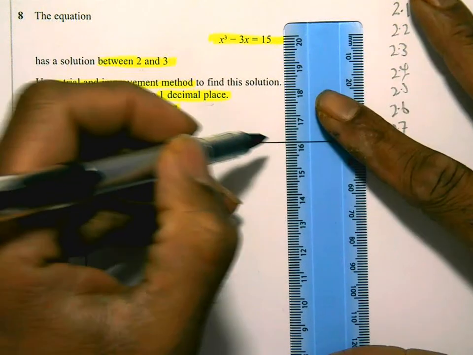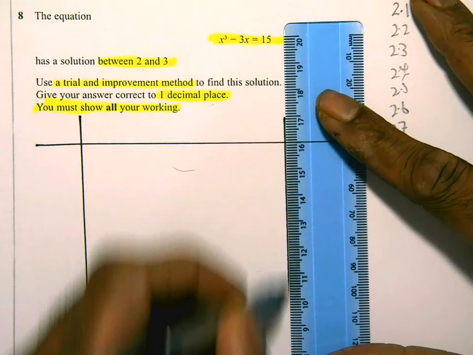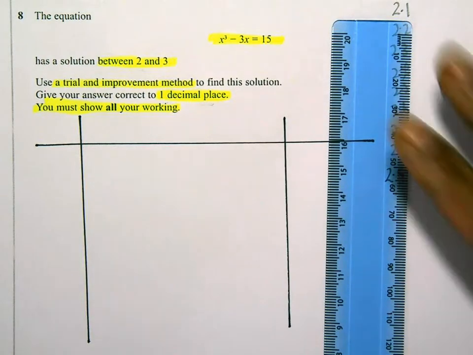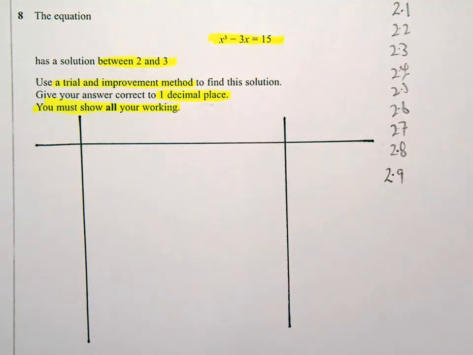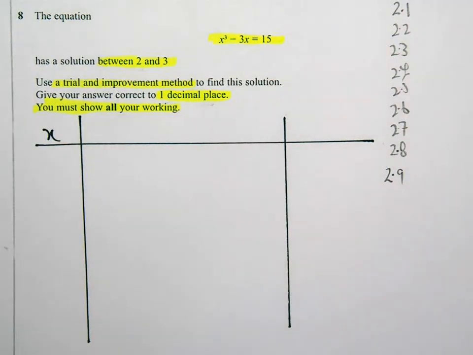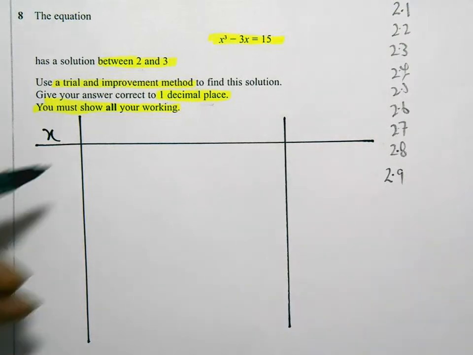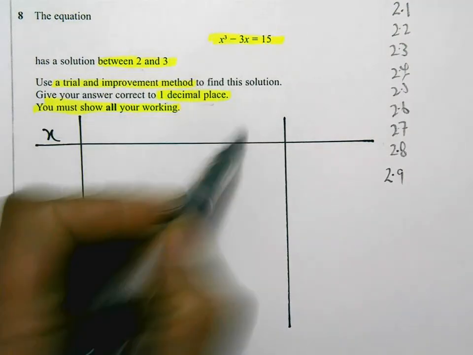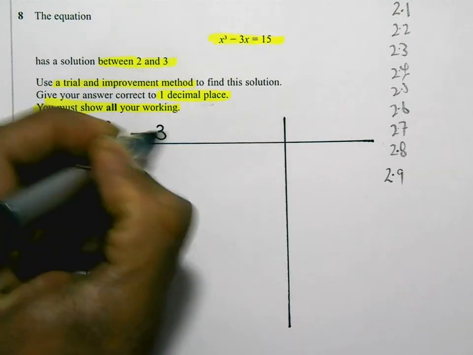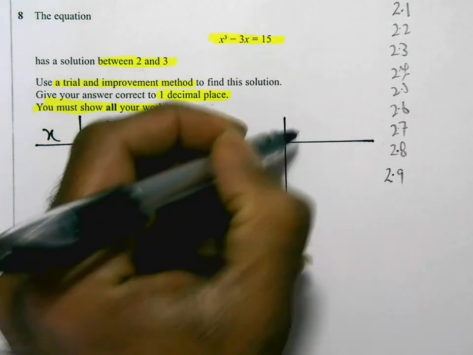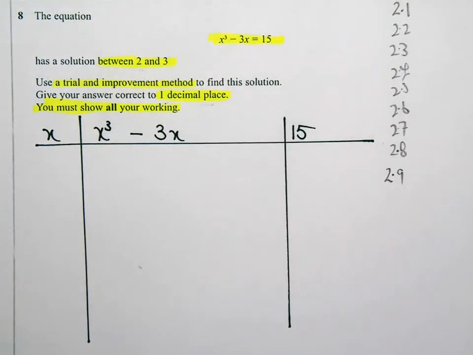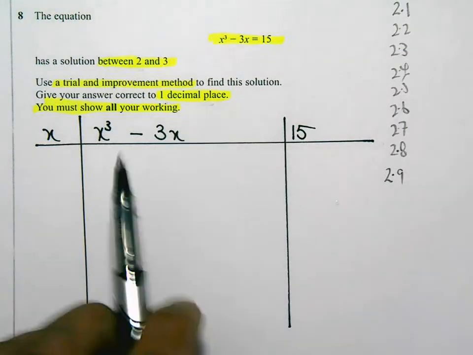I'm going to make the middle column the biggest. So the middle column is going to be the widest, and that's what I need. On this side here, I'm going to put x. So these are the possible x values that I'm going to try, using my trial and improvement technique. And then in the middle, I'm going to work out what x cubed minus 3x is going to be. And my target number is 15. So I'm going to say whether my answers are too big or too small, whether they reach 15. So you can see what I've done here.